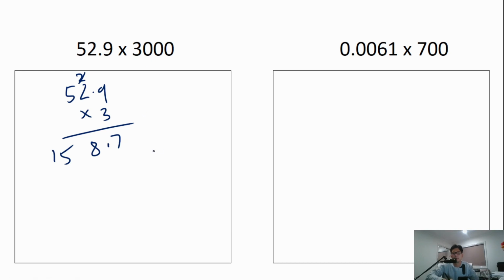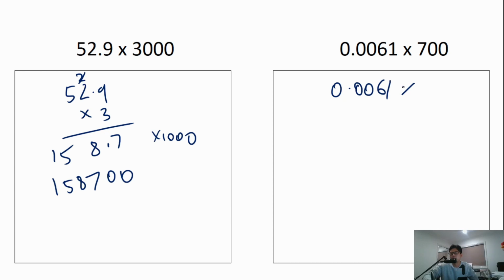Now we multiply it by 1,000. That means we need to move this up 3 places. So that gives us 158, pushing that is 1, 2, 3. So our final answer is 158,700.